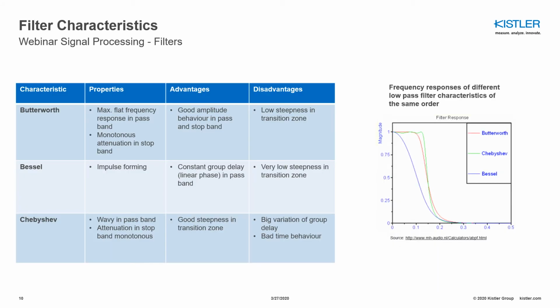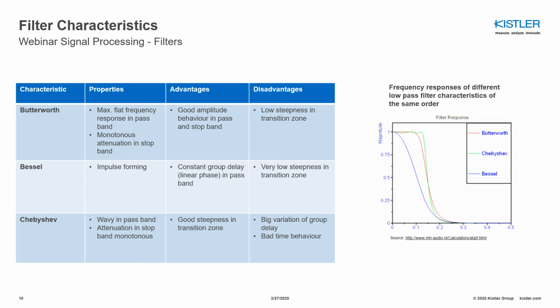When talking about filters, we have to be aware that we not only distinguish between different filter types like low-pass filter, high-pass filter, band-pass and band-stop filter, we also distinguish within the same filter type between different filter characteristics. The most important characteristics are the Butterworth, Bessel and Chebyshev characteristic. On the right side of this slide, you see the frequency response of different low-pass filter characteristics of the same order. So now we are going to compare the different filter characteristics.